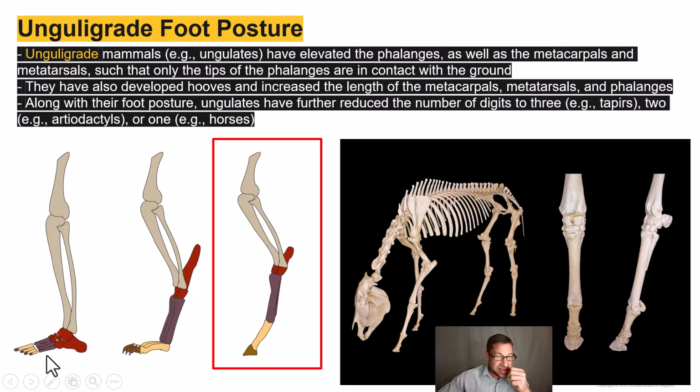So you can see this evolution here in the plantigrade species. The metatarsals are parallel and in contact with the substrate. In the digitigrade species, those metatarsals are now elevated at that acute angle. And now in the unguligrade species, the metatarsals and the phalanges are both elevated. So, increasing specialization for cursorial locomotion.